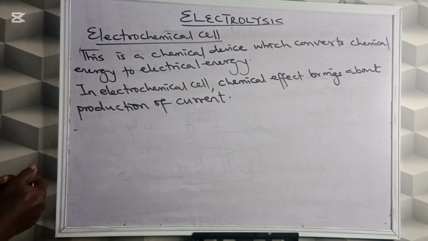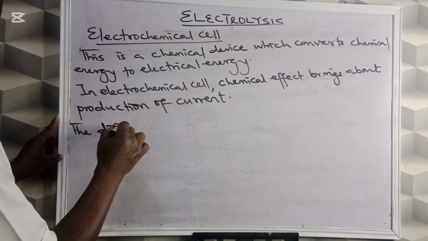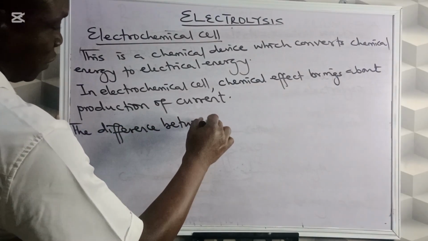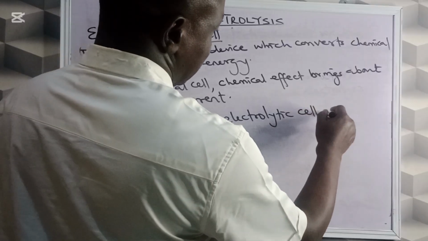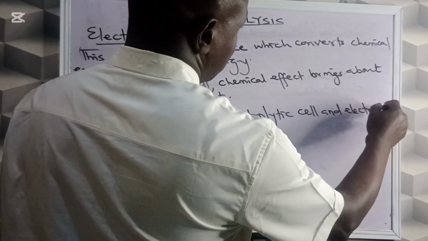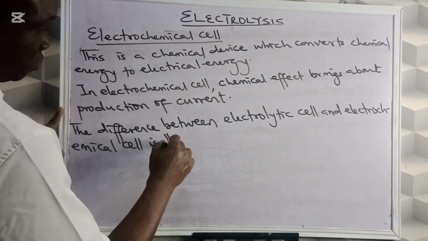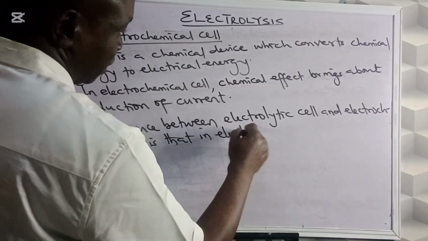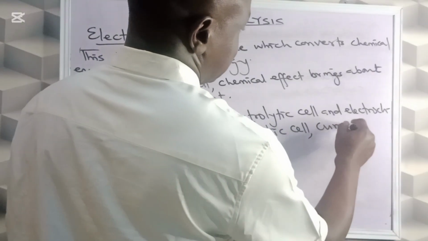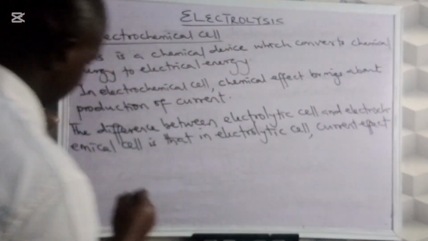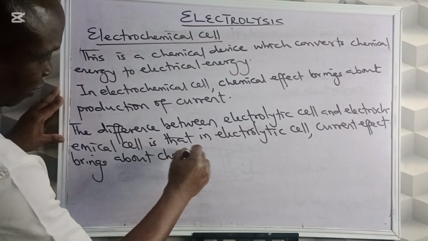So if you want to state the differences between an electrolytic cell and an electrochemical cell, the difference is that in an electrolytic cell, current effect brings about chemical decomposition.